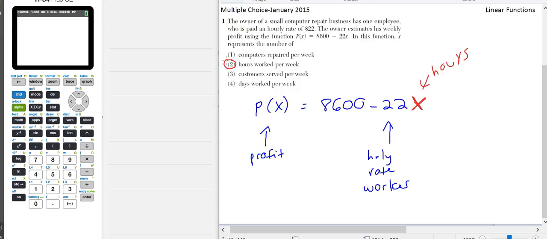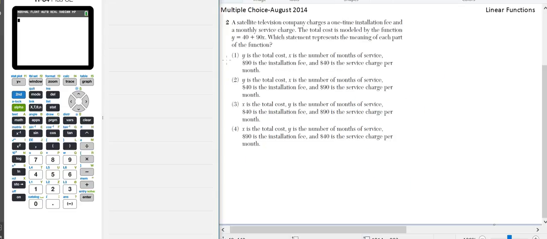Let's look at another question. This is the second question on the August 2014 Regents. A satellite television company charges a one-time installation fee and a monthly service charge. The total cost is modeled by the function y is equal to 40 plus 90x. Which statement represents the meaning of each part of the function? And we have 4 choices.